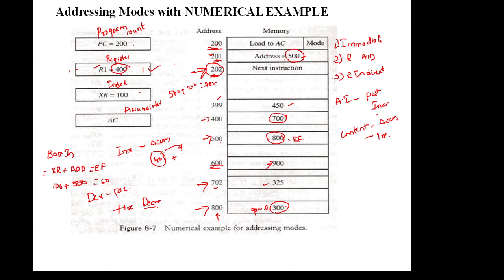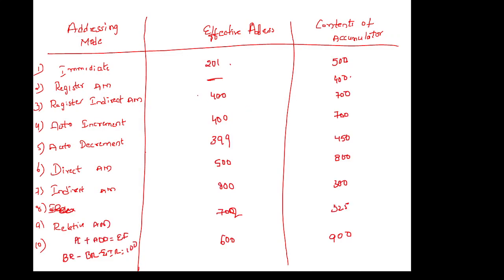And register indirect addressing mode. Here the register is containing the effective address. So we have to go to that 400 in order to have the operand. So 400 is the effective address. We went to 400, and in that 400 we are going to have the data 700.